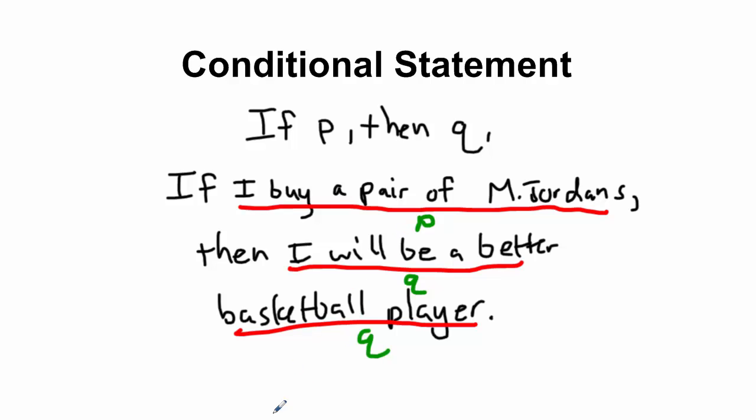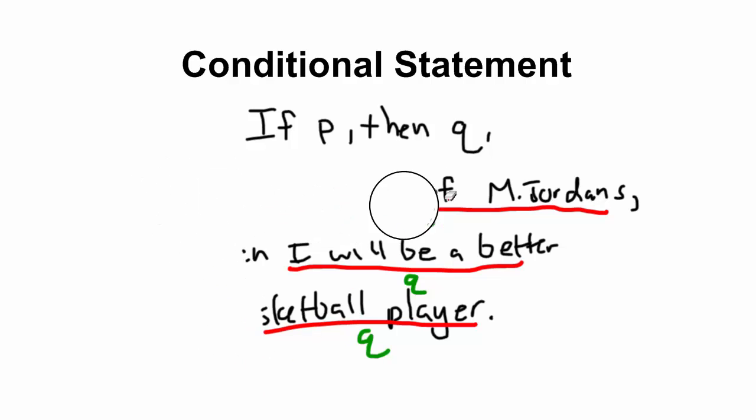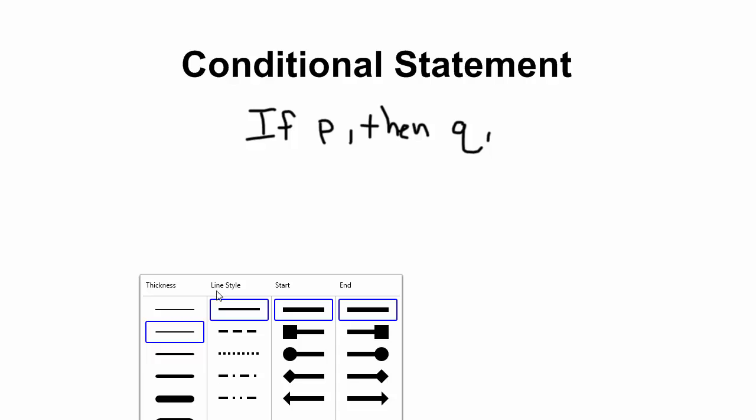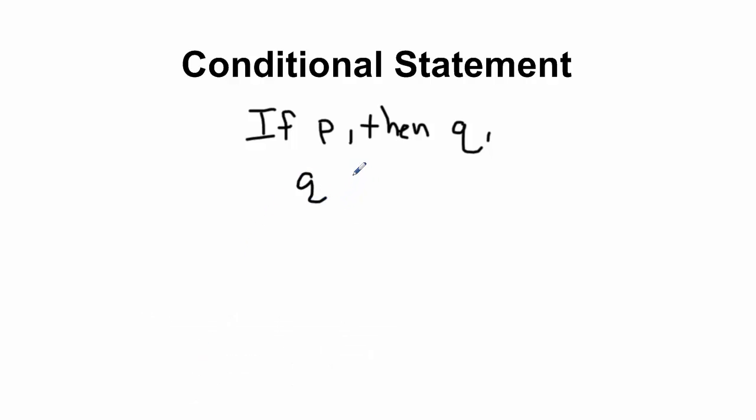And one thing I want to point out is that you're not always going to see the format if P then Q. It could look similar, something like this: Q if P. So sometimes your conditional statement might not be in the if-then format. It could be in this format here. So just be careful of the types of formats.